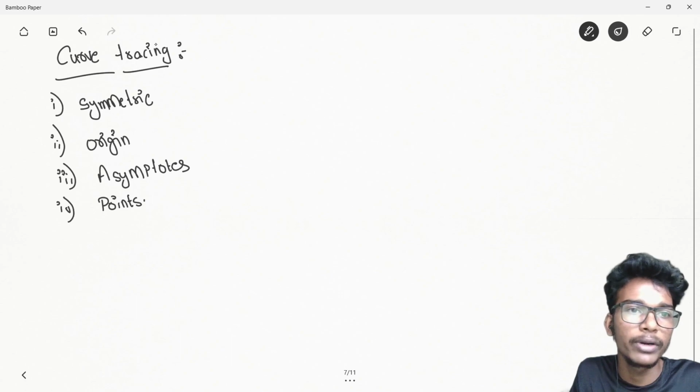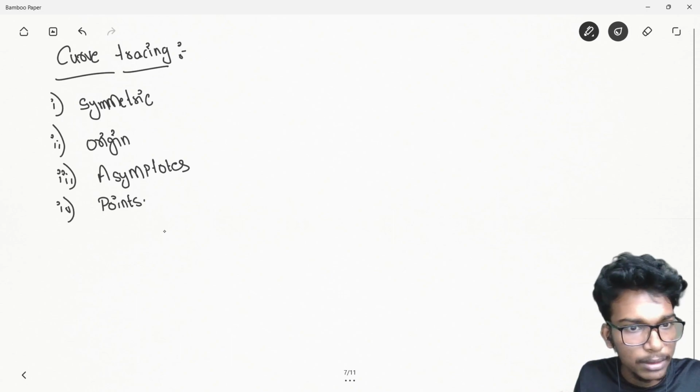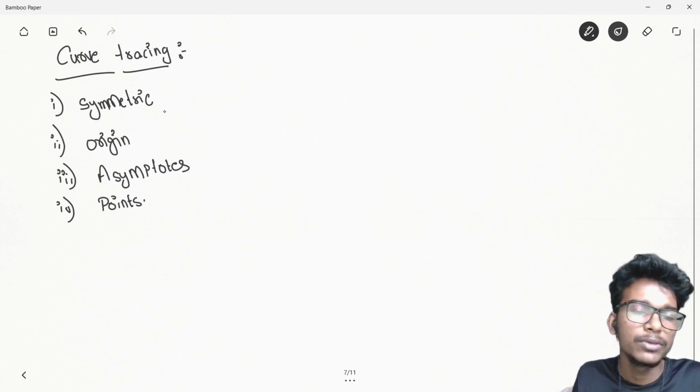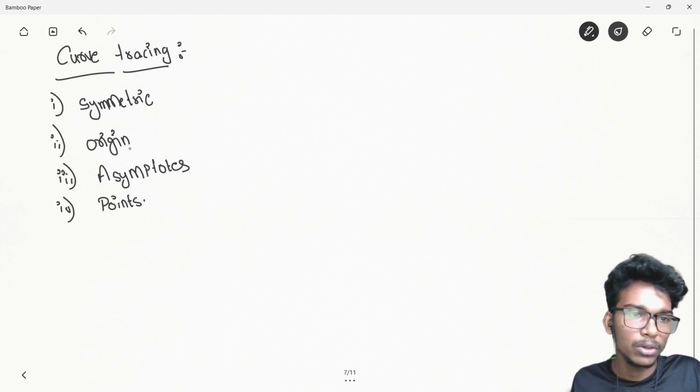We have this topic, curve tracing. For tracing of a curve, we have to follow these four steps. First one is symmetry. We have to check the symmetry of a curve. It's symmetric about what we call an axis or line, something like that. And we have to check about the origin. Where is it located? Is it passing through the origin, or is it passing something away from the origin?